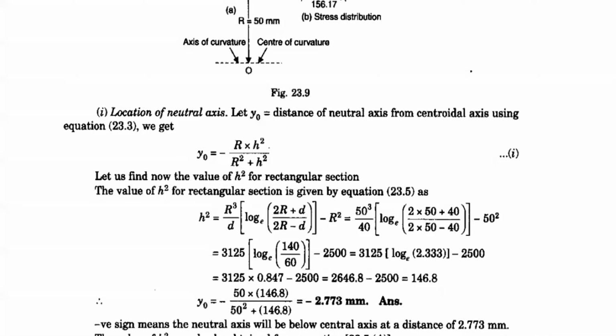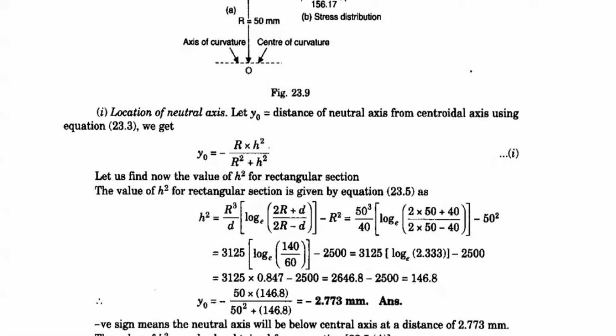Have you identified it on page number 10? Right, very good. Now we have identified the suitable formula. So h square equals r cube by d logarithm of (2r plus d) by (2r minus d).